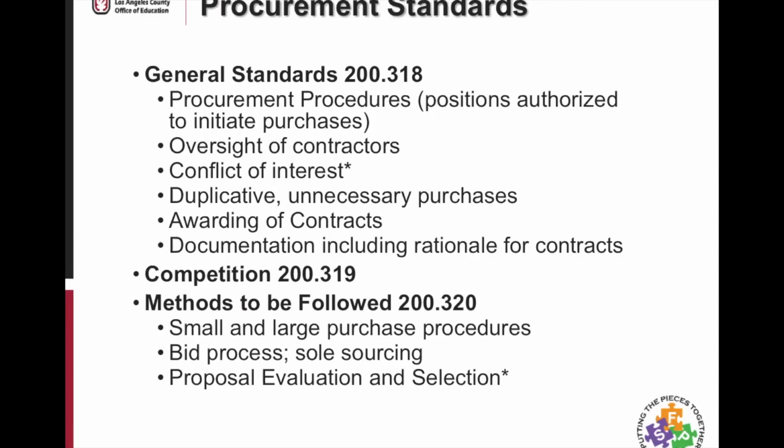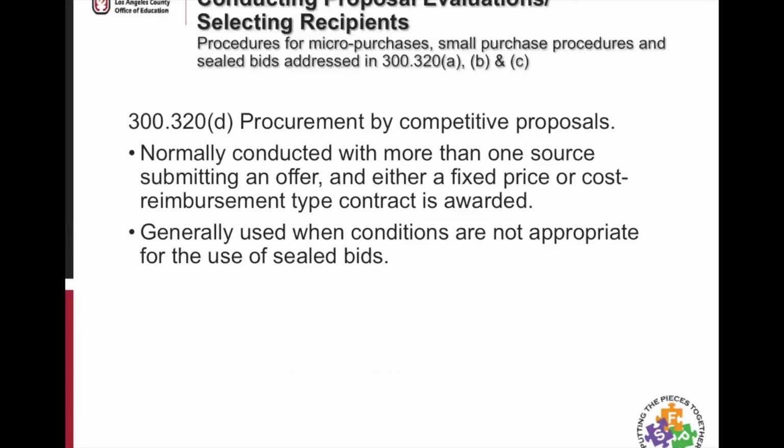And then how are you following methods for your different kinds of purchases, small purchases? What's your bid process? What's your policy on sole sourcing? And it has to match what's in the uniform guidance. Can't sole source except under certain circumstances. And then proposals, evaluating and selecting them. How does that happen when you are looking at contracts for bids? And conducting evaluations. So we get some guidance on that from the guidance.